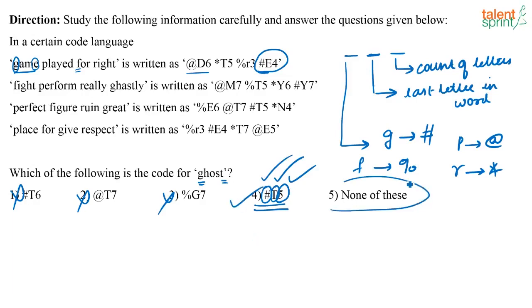If none of these was not there, directly you can mark this as the answer. But if none of these is there, you have to be careful, because at times this might not also be the right answer. You will have to choose the option none of these. So cross check once. Correct answer is option 4.